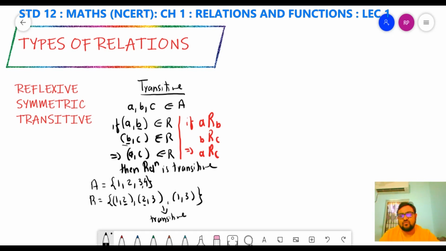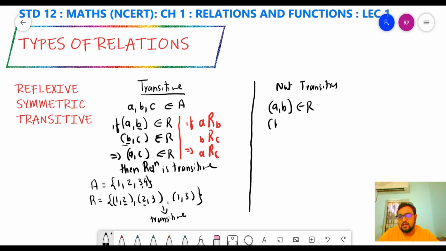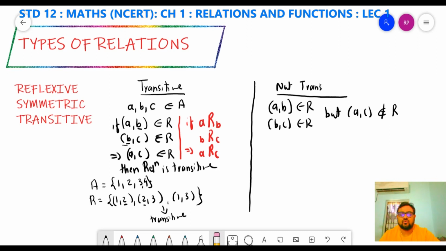Clear? Now, if you want to prove the relation is not transitive, then you have to show that (a, b) belongs to R and (b, c) belongs to R, but (a, c) does not belong to R. In that case, the relation is said to be not a transitive relation.